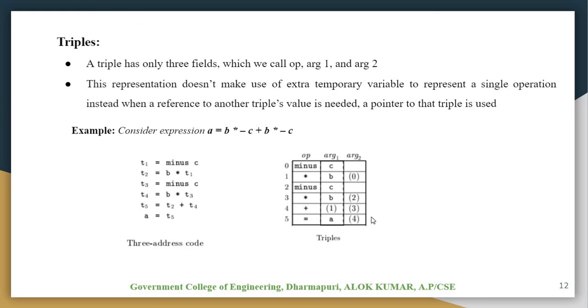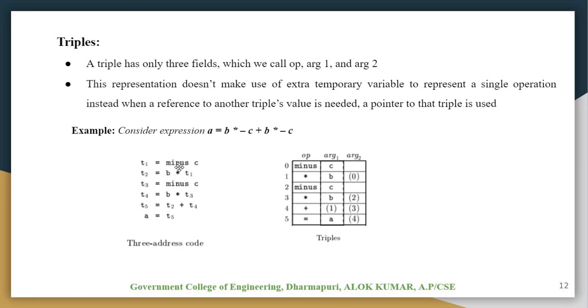Another way to represent three address code is triples. A triple has only three fields, which we call op, argument 1, and argument 2. The result field is not there. This representation does not make use of extra temporary variables to represent a single operation. Instead, when a reference to another value is needed, we refer to the triple. While in quadruples we kept one more field, the result, here we are not using that extra variable.